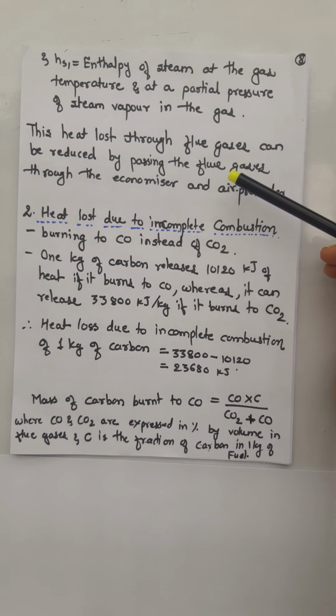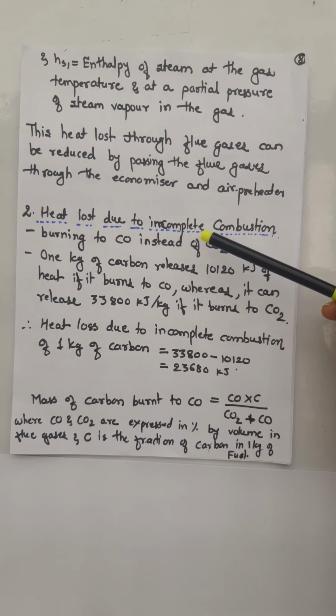So this heat loss through the flue gases can be reduced by passing the flue gases through the economizer and air preheater. Now let's look at another type of heat loss. It is heat loss due to incomplete combustion. Friends, the combustion is said to be incomplete if the carbon burns to CO instead of CO2. That means if the carbon is burning to carbon monoxide instead of carbon dioxide, then it will be called an incomplete combustion.